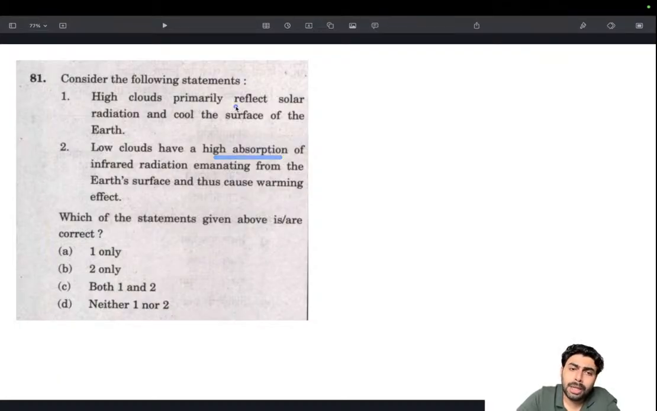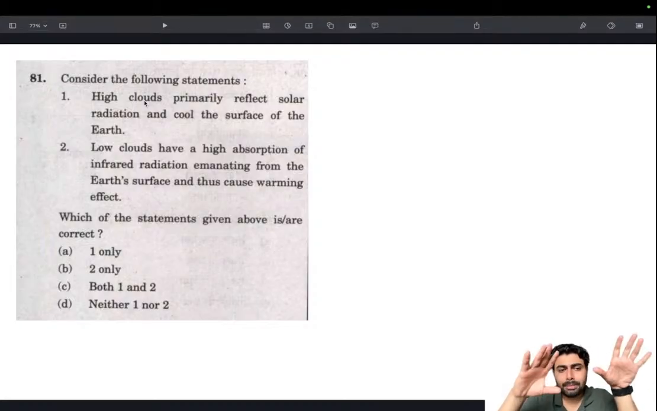Then high clouds primarily reflect solar radiation, cool the surface of Earth. Again, reflecting solar radiation, that means albedo, can have a cooling effect. So these parts are right. But we are not really sure whether it's the high clouds that actually do this, or is it the low clouds. Meaning, are these statements interchanged? The statement about high cloud is actually the statement about low cloud, meaning that it is being interchanged.